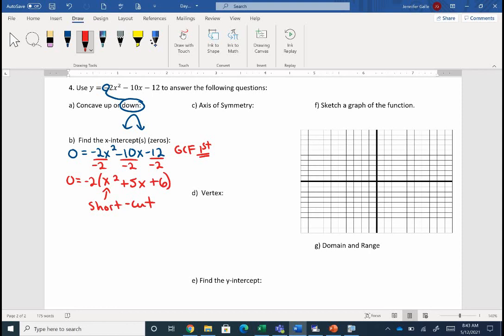So I'm going to go ahead and shortcut this. Multiply to get 6. Add to get 5. 3 and 2 I think are going to be awesome for this. x plus 3 and an x plus 2. Don't worry about the -2 out front. That's not going to affect how we get 0.